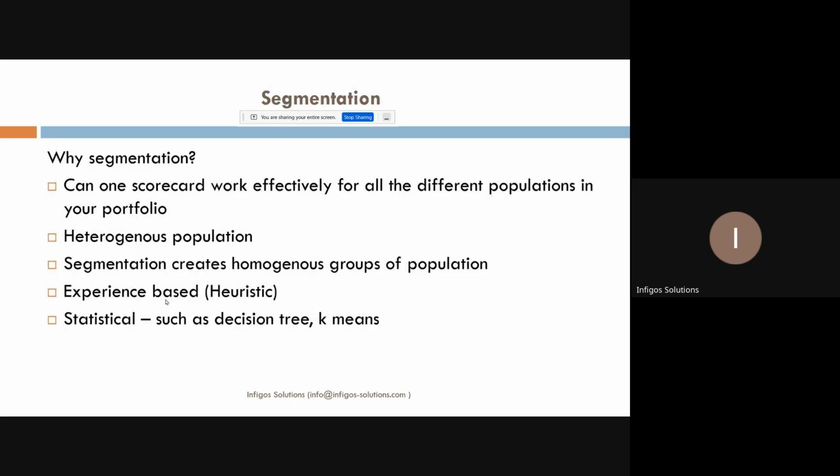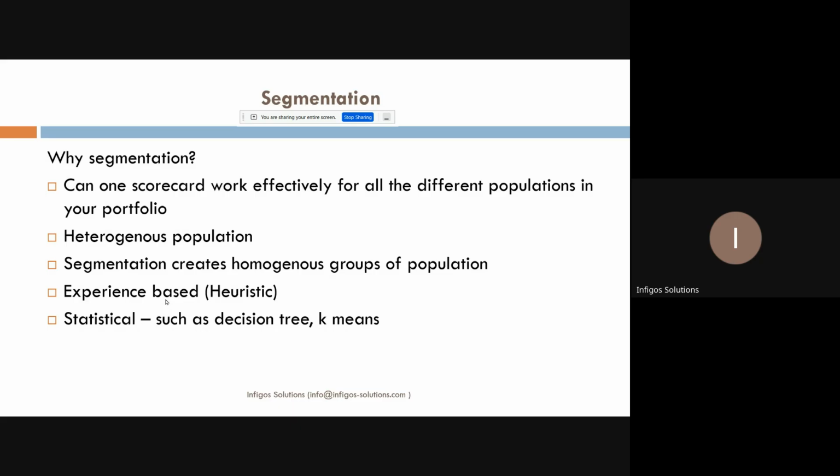Let me talk about segmentation. So what happens in the case of the customer? They don't behave similarly across different age, across different gender, across different income, across different profession. So you need to segment them, and you need to build different scorecards for them.